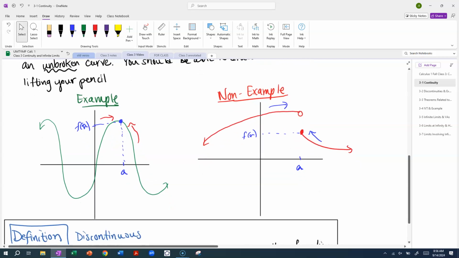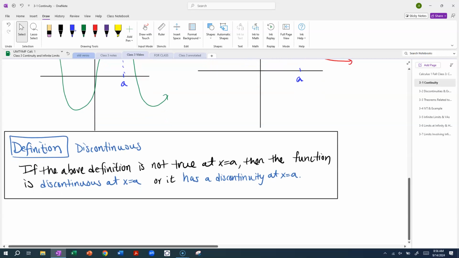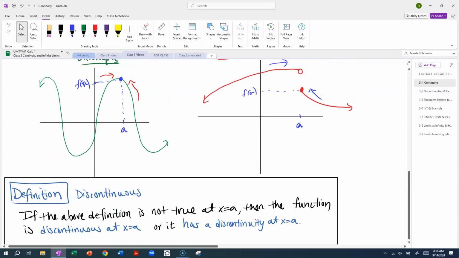And so if we're in that second case, where the function is not continuous, or rather something's wrong, either the left and right-hand limits disagree or the function isn't defined, then we would say that the function is discontinuous, or it has a discontinuity at a. All right, and so that is a quick introduction to the concept of continuity, or also its counterpart, discontinuity. And in the next video, we'll look at discontinuity a bit further.